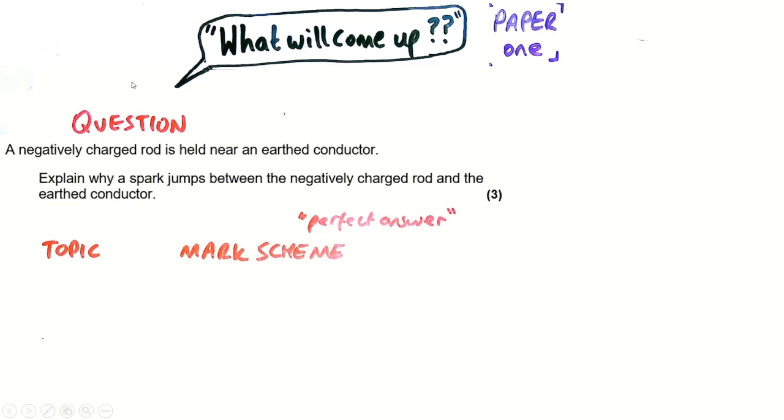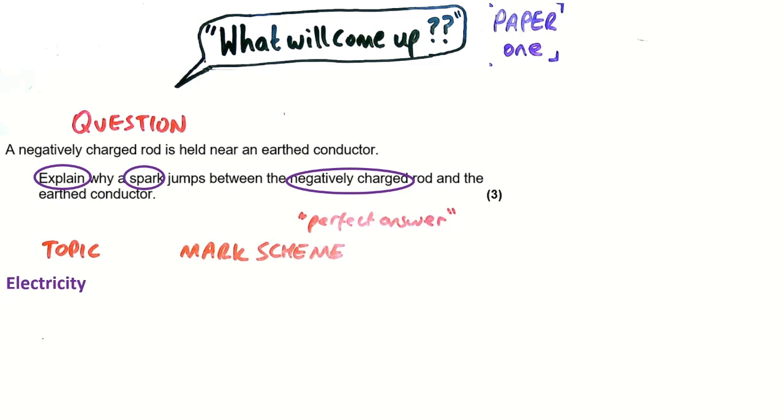So it's an explain question. Explain why a spark jumps between a negatively charged rod and what's called an earthed conductor. Now, the earthed conductor just means something that's stuck into the ground to carry away the charge. But the key thing here is that if it talks about a spark or if it talks about electric shock, electrocution, anything like that, it's the same mark scheme.